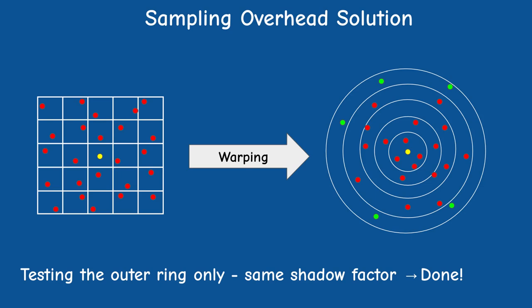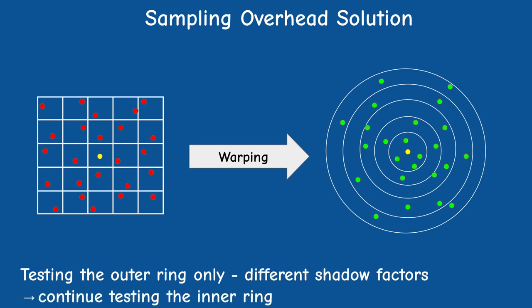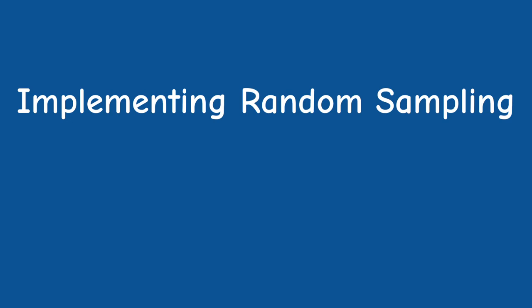Obviously, it may not always be correct, but we assume that due to the randomness, the next pixel will pick up the error. When the sample points on the outer ring do not agree, we continue testing the entire filter and calculate the shadow factor the same way as in PCF. Okay, so much for the theory, now let's see how to implement this.